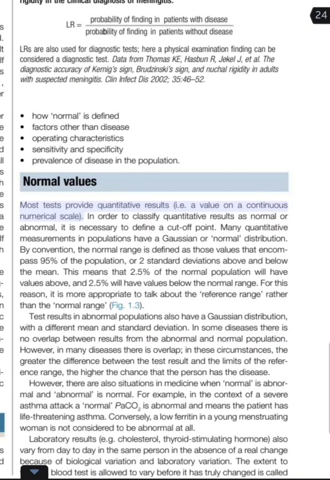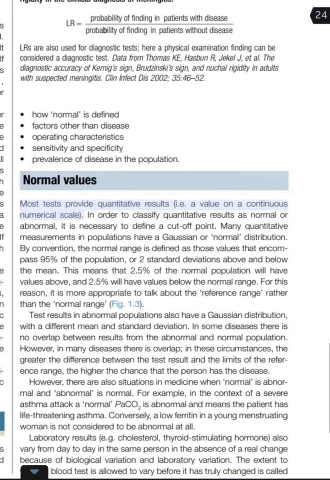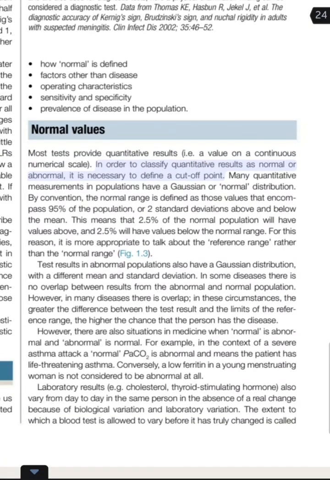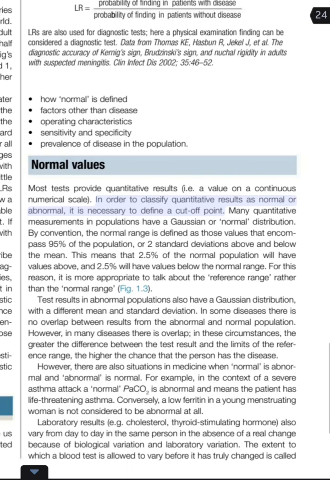Normal values. Most tests provide quantitative results, i.e. a value on a continuous numerical scale. In order to classify quantitative results as normal or abnormal, it is necessary to define a cutoff point. Many quantitative measurements in populations have a Gaussian or normal distribution. By convention, the normal range is defined as those values that encompass 95% of the population, or 2 standard deviations above and below the mean.